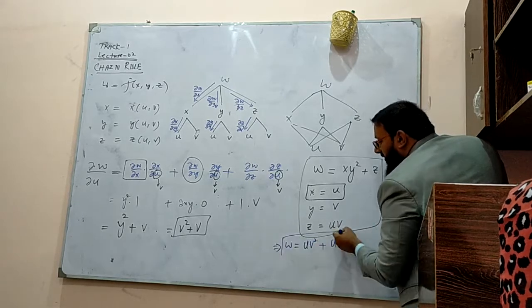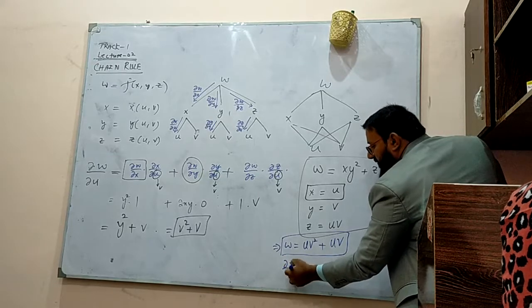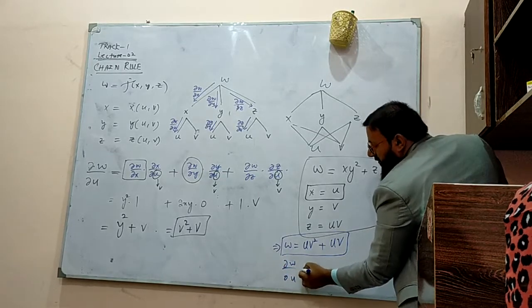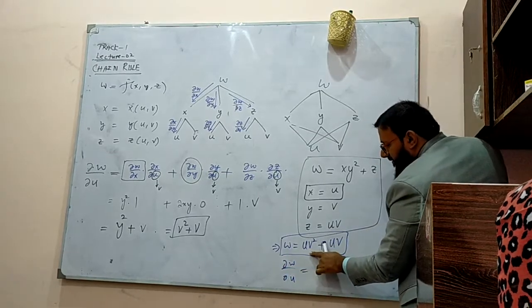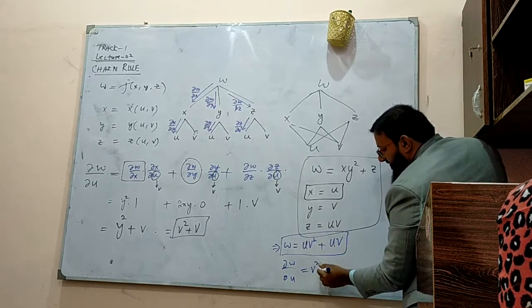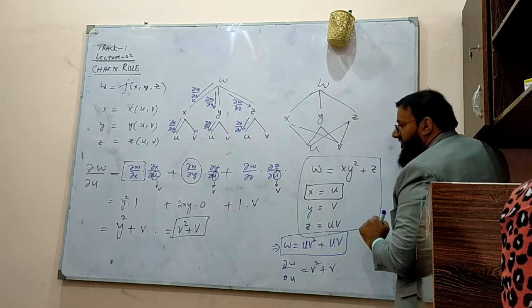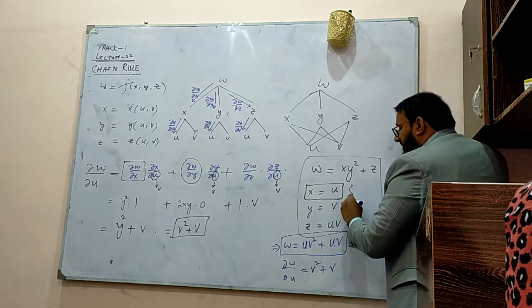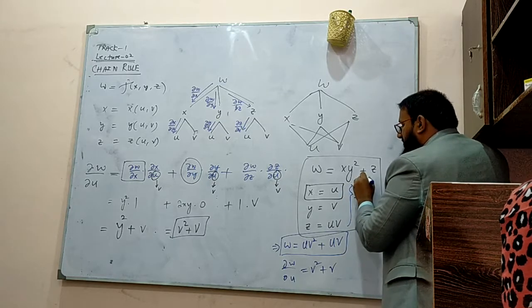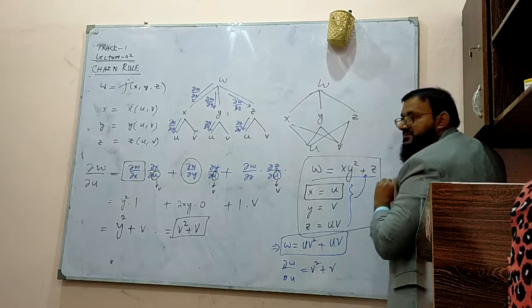Now w only depends upon two variables u and v. So partial w by partial u would be u v square, because derivative of u is 1, plus v. That's the same as that: v square plus v square plus v. But it is not always possible to put these values and differentiate, or it might be possible but difficult.